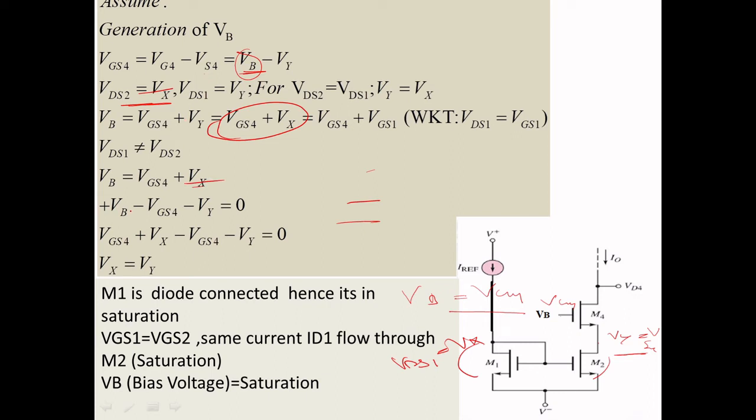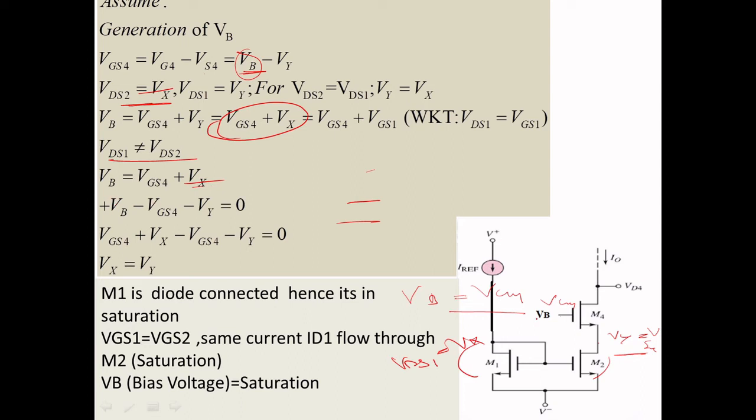Okay, now you bring the assumption that VDS1 is not equal to VDS2. So I want to introduce this bias voltage so that I can minimize the changes of drain current with respect to VDS2. So VB equals VGS4 plus Vx.